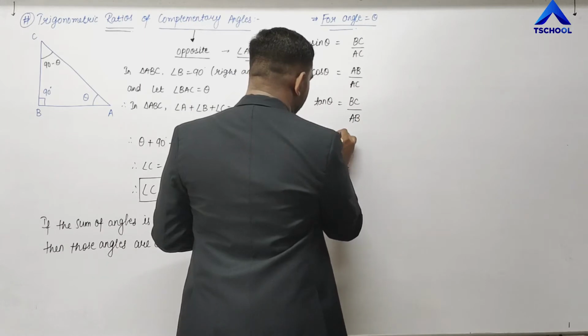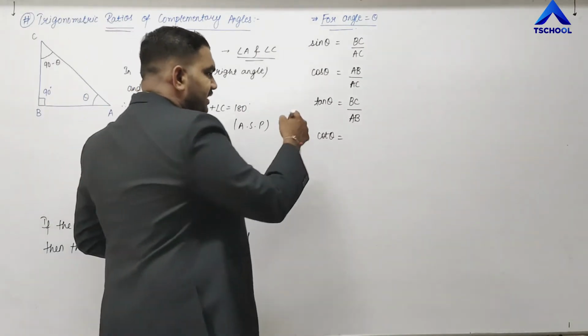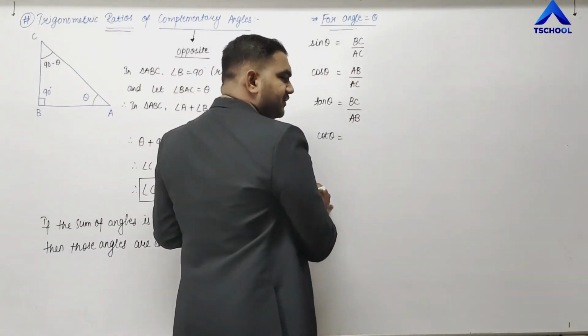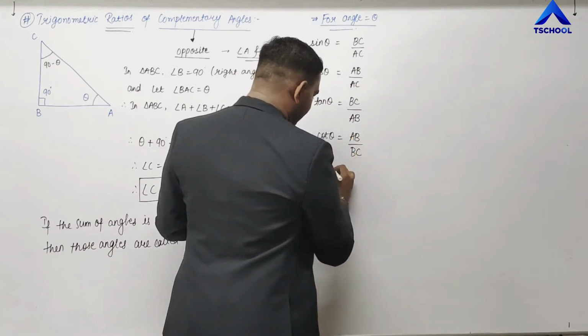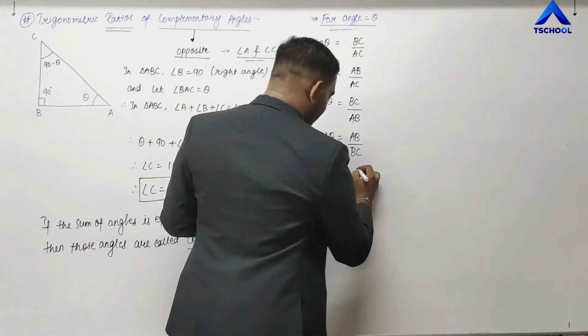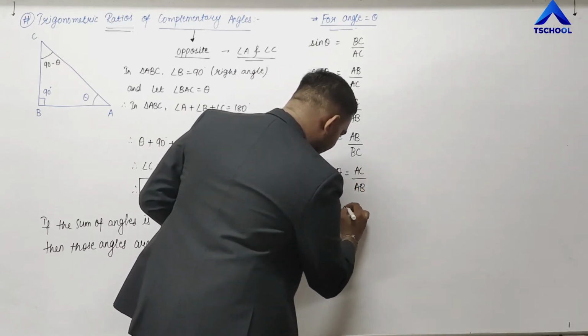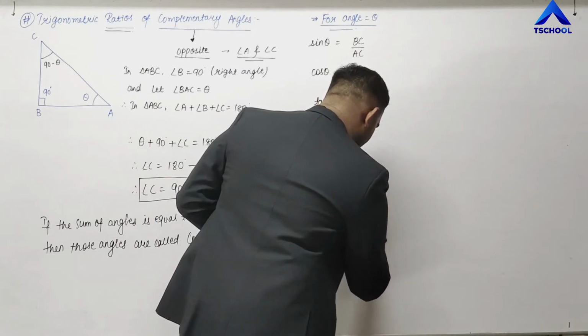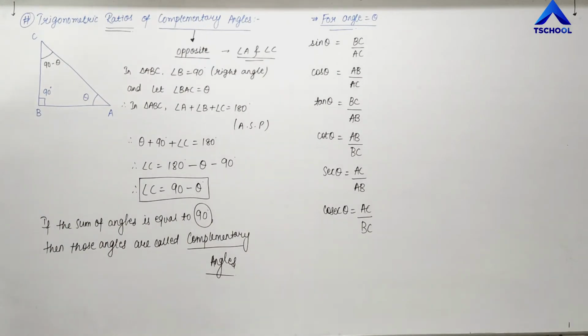Then the fourth one, cot theta. Now, how to write this? As I said, just the reciprocal of the first three ratios, that is AB upon BC. Then the fifth one, sec theta, that is equal to AC upon AB, and the sixth one, cosec theta, that is equal to AC upon BC. Right? So these are the 6 ratios that we have written from the figure, and that is what we have already studied in the first topic.